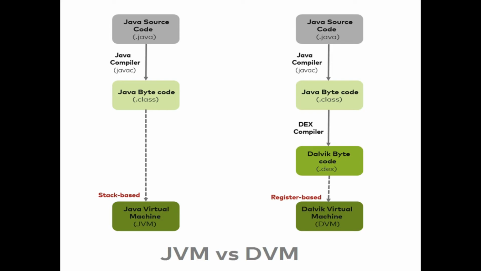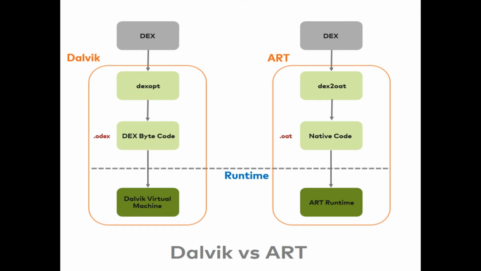So I have explained earlier also Java course, then class and JVM. In this, we have an outcome which is a .dex file, the Dalvik virtual machine. So this is the comparison of DEX and ART. Here DEX is using a DEX OPT tool, then DEX bytecode, then we have a Dalvik virtual machine. Here in the ART runtime we have a DEX file, so the DEX file is converted by DEX to OAT.